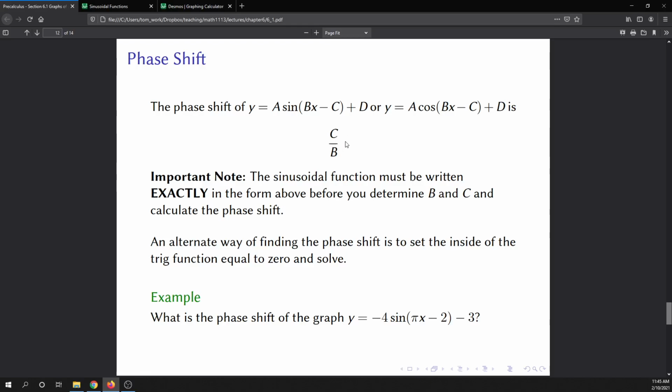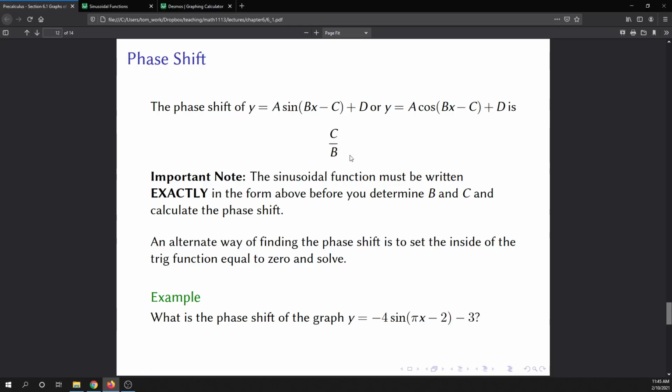This one is probably the trickiest one for people to get because it has to be written exactly in this format. It has to be written exactly as some number b times x minus some number c in order for this formula to work. And that is tricky for some people to get at this level.